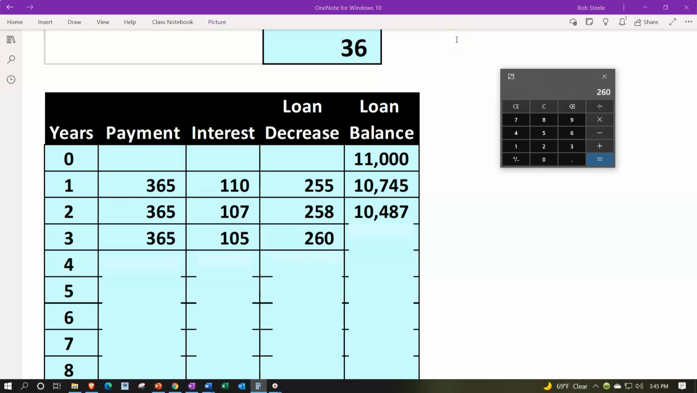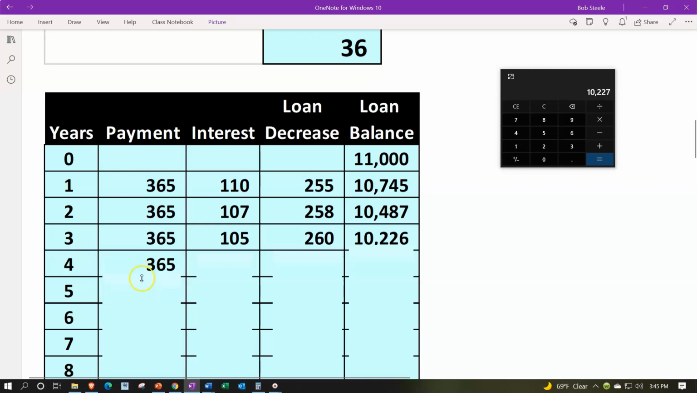Gives us the 260. Our loan balance then will be the prior balance, the 10,487 minus the 260 for the 10,226 about, 10,227 about. One more time. We got the 365. We've got the interest, which would be the 10,226 about times 0.12. That would be the yearly interest divided by 12 gives us the monthly interest, which we can also calculate by taking the yearly rate divided by 12 to get the monthly rate of 1% times the 10,226, which will also get us the interest calculation of that 201.